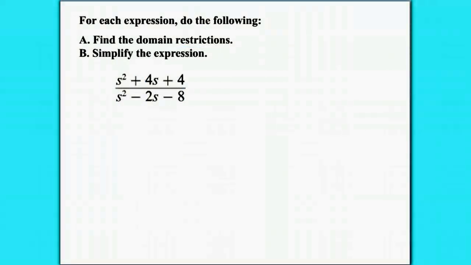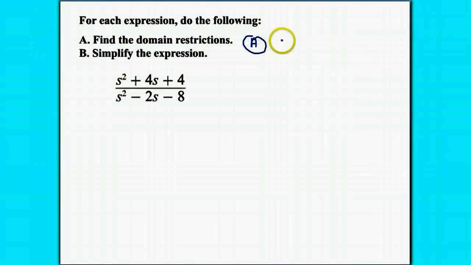Okay, now this one, the similar idea. For part A, we don't want our denominator to equal 0. So we're going to take our denominator and set it equal to 0. We want to find out where it would equal 0, and we're going to restrict it from that. That would be what it cannot equal. Okay?